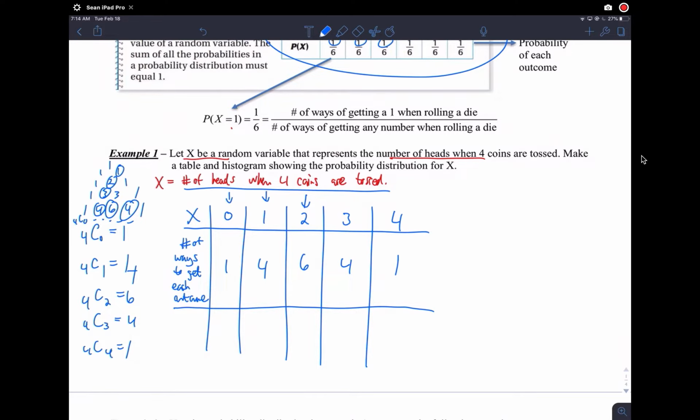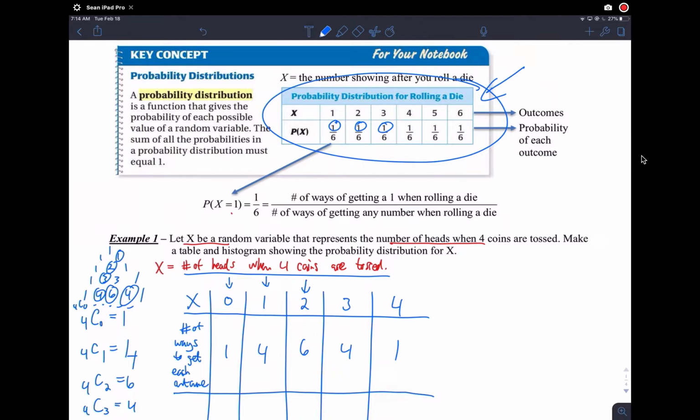Okay, and now we need to convert that into a probability. So a probability distribution has the outcomes themselves, okay, and then the probability of each outcome.